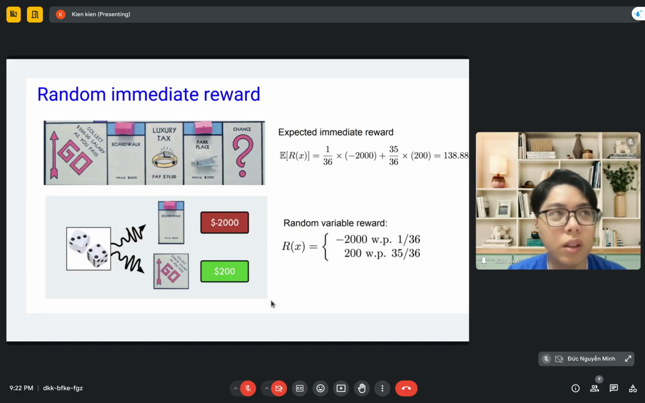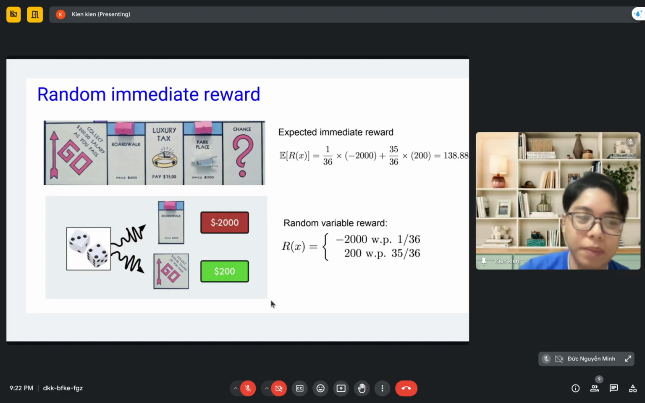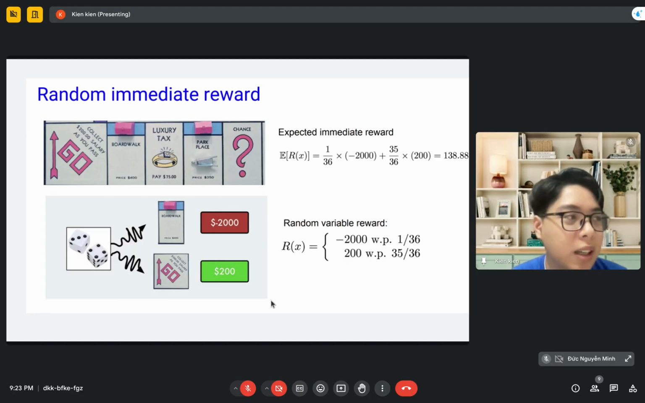If we tackle this example from a traditional reinforcement learning view, the expected reward will be 138, or nearly 139. You can see that there are 36 possibilities that can happen. If he gets any number apart from 2, he will gain a decent amount of money. But the possibility of going into the Boardwalk square is very low, despite the heavy penalty of losing $2,000. So the expected value here is still positive.